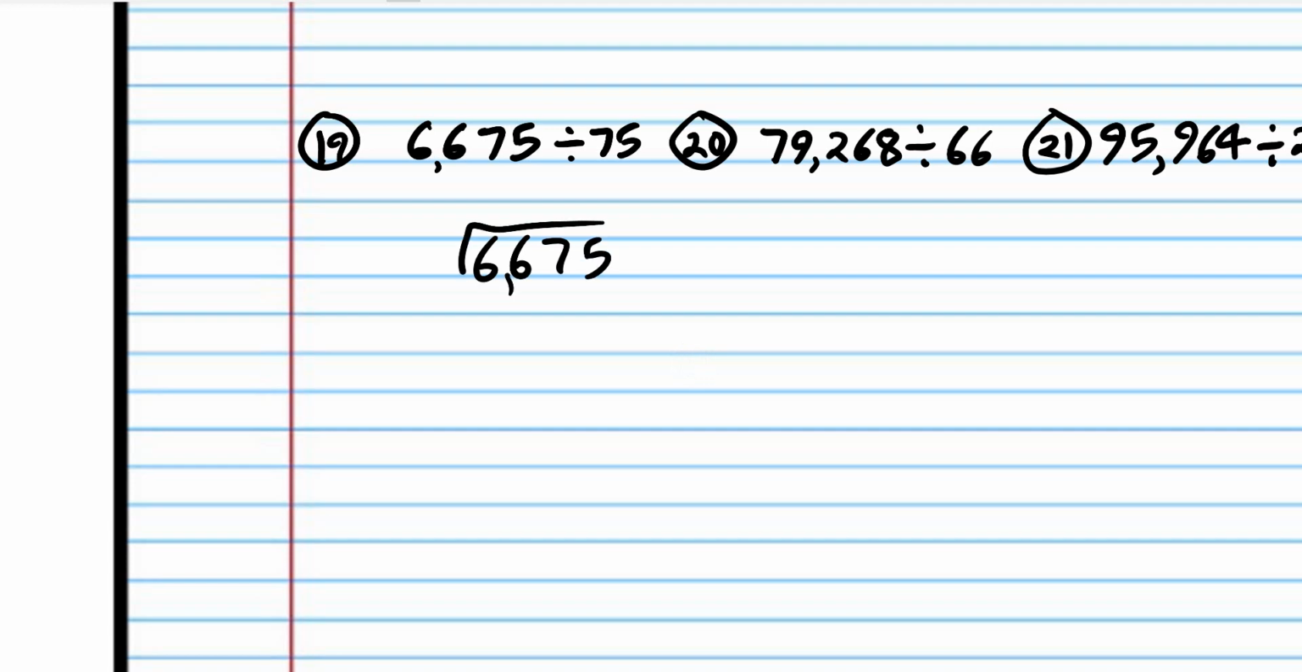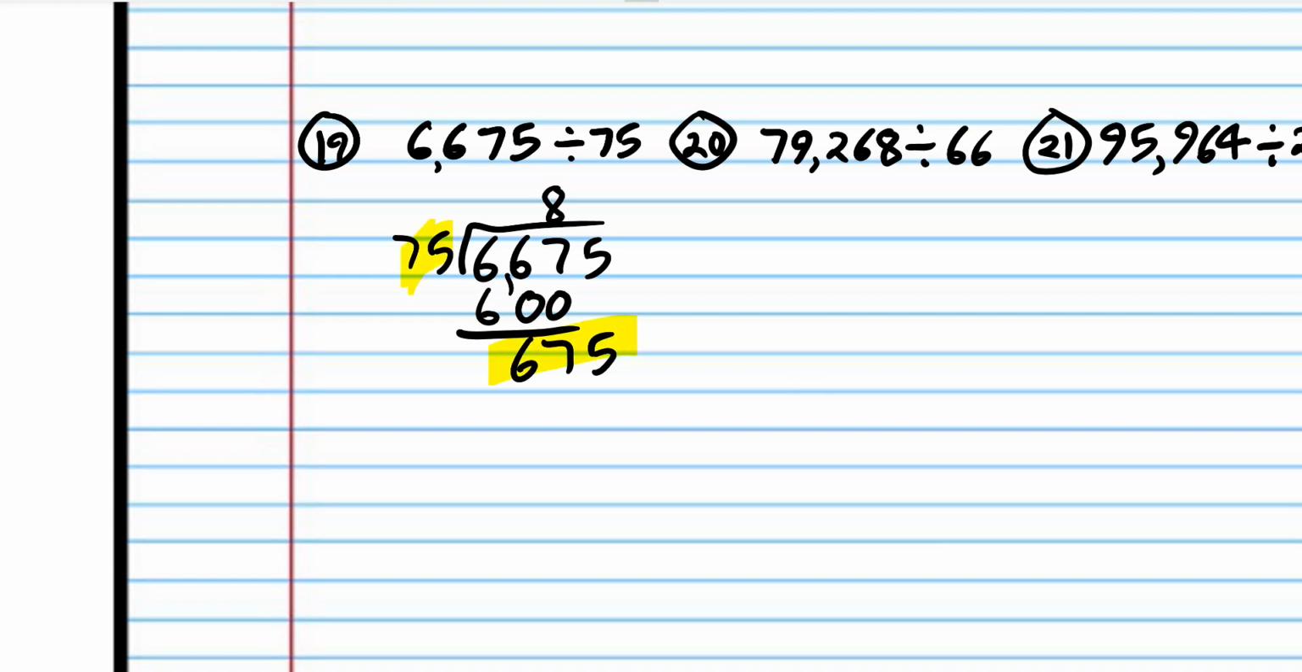6,675 divided by 75. 75 doesn't go into 6 or 66, so it has to go into 667. And that would be, I'm going to try 8. Eight would be 600, so it looks like I got it right. Subtract, you get 67, which means our remainder is less than our divisor. So that means everything looks good so far. Bring down the next number. How many times does 75 go into 675?